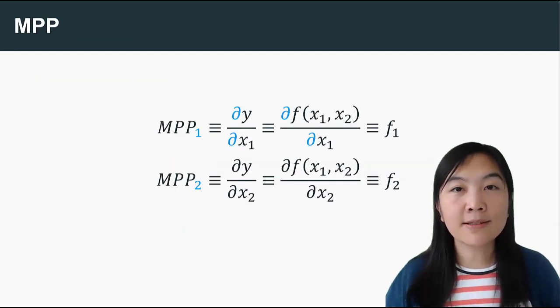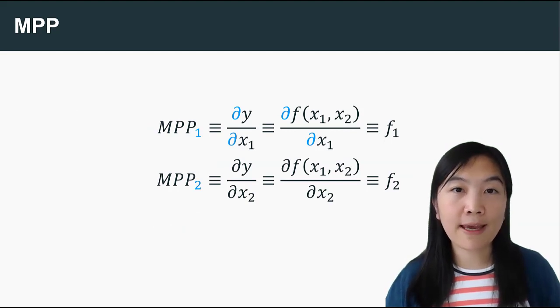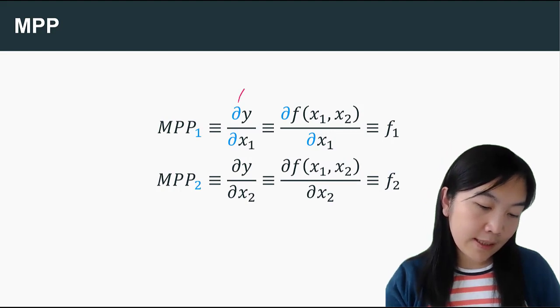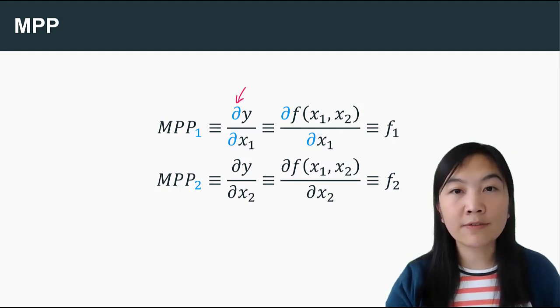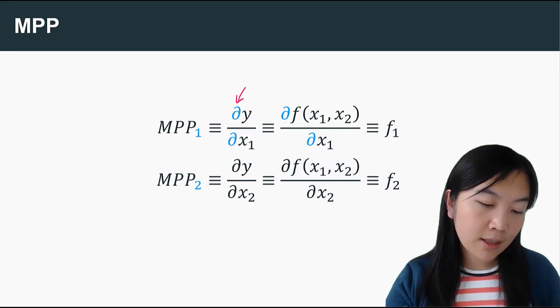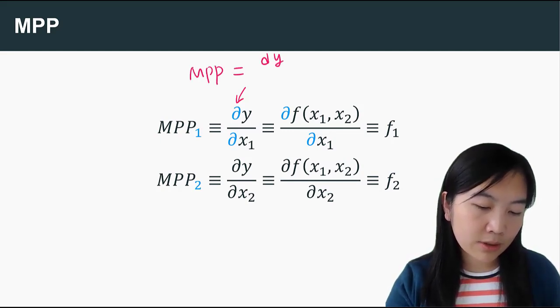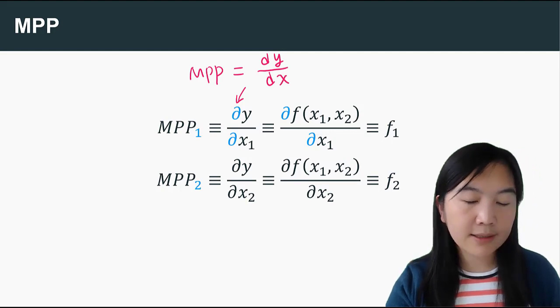The MPP concept, again, will also be similar to the one variable input case. The only difference here is that instead of using d, remember in the 1 input case, we have MPP equal to dy over dx.